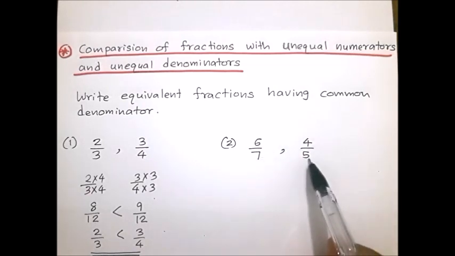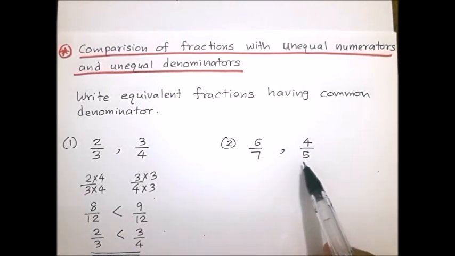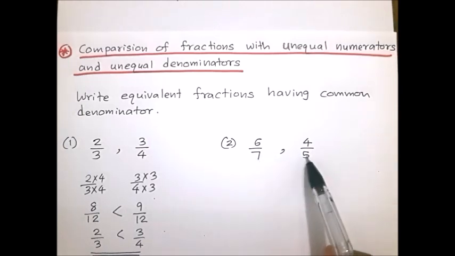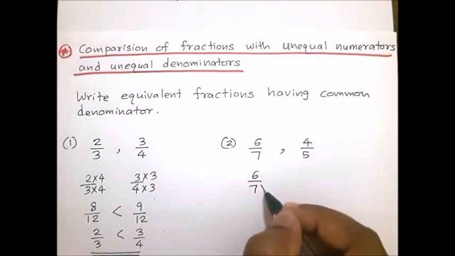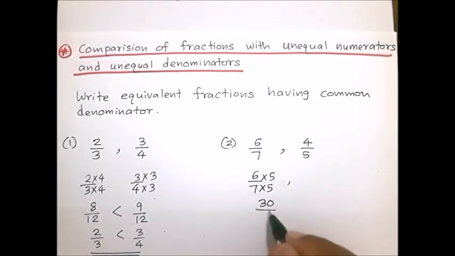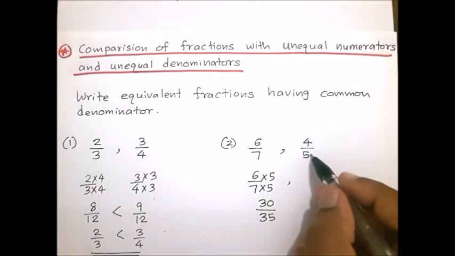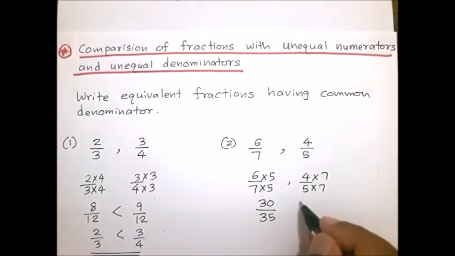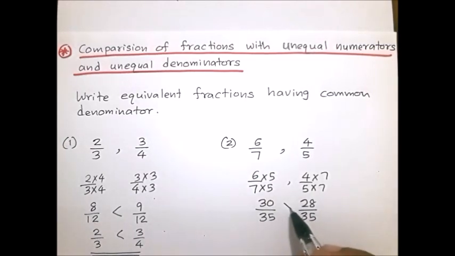Now look at this second example. Numerators are different, denominators are different. So you have to convert this into an equal denominator, common denominator. 7 and 5. Common denominator is 35. So multiply this one by 5. 6 multiplied by 5, 30. 7 multiplied by 5, 35. Here to convert this into 35, multiply by 7. 4 into 7, 28. 5 into 7, 35. Which one is the larger one? Here 28, here 30. 30 is larger one. So this is the largest one. 6 over 7 is greater than 4 over 5. This is the answer.